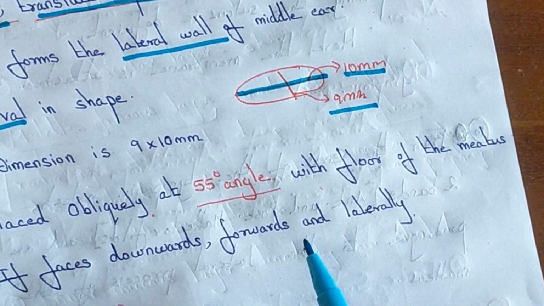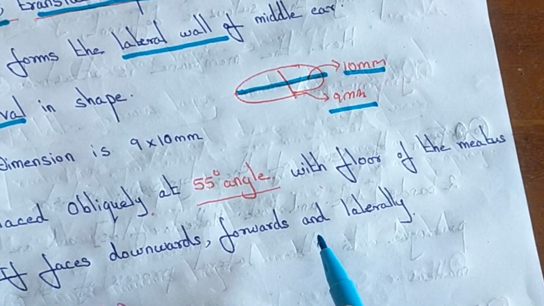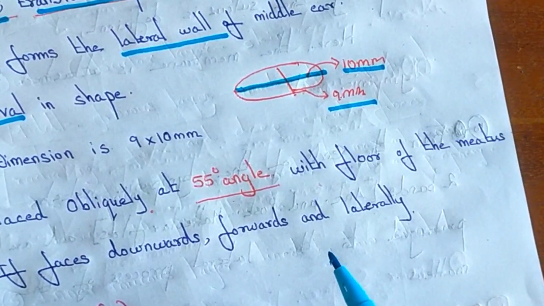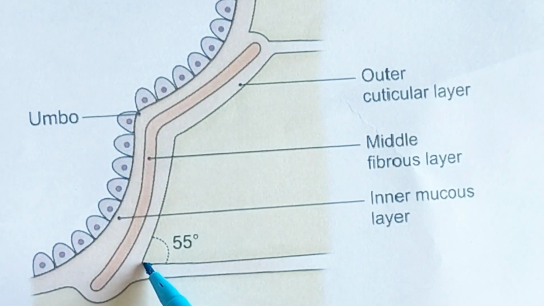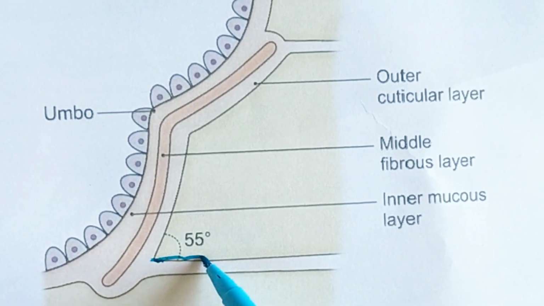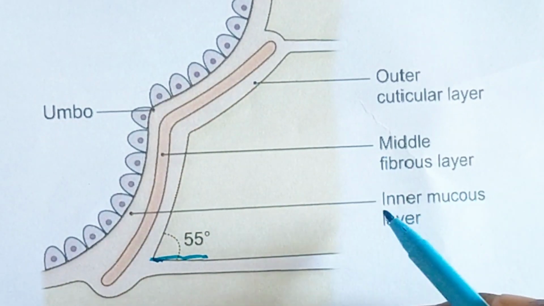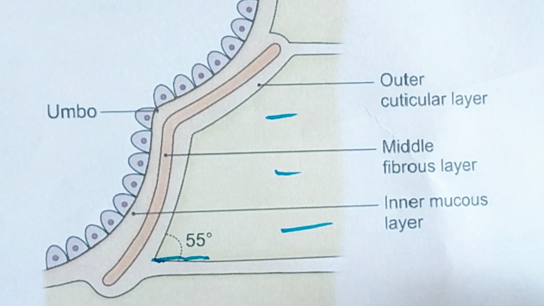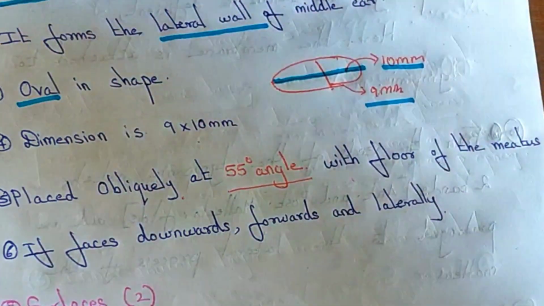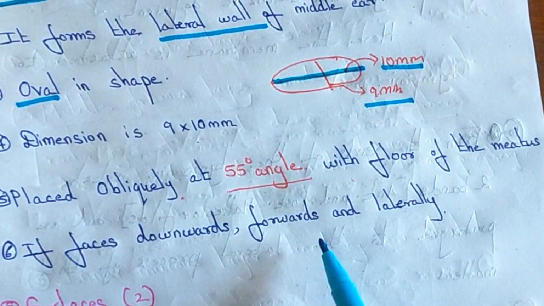Got it? Now let me show you a picture. This is the picture. You can see here it forms a 55-degree angle with the floor of the external acoustic meatus. This is the external acoustic meatus. Now it faces downwards, forwards and laterally.